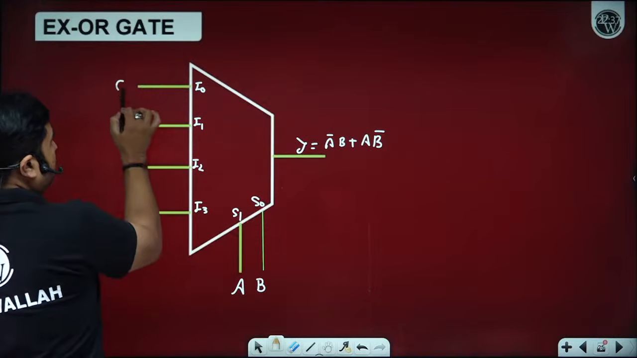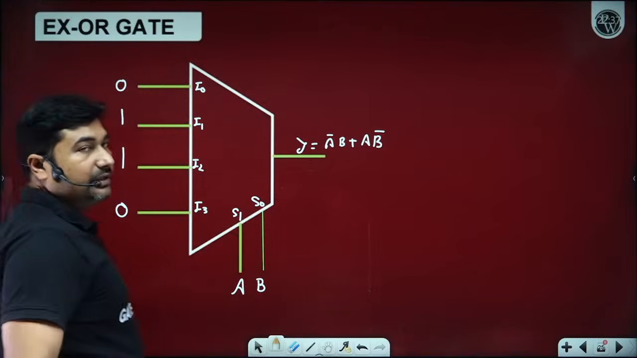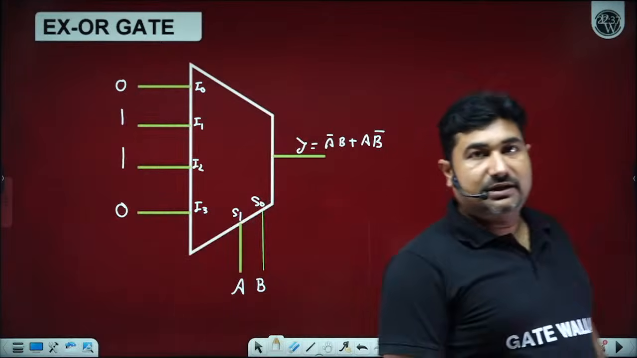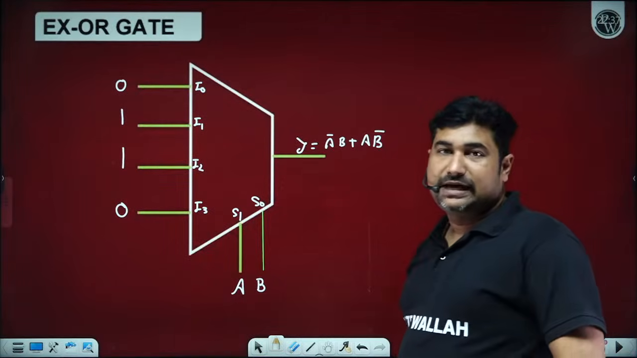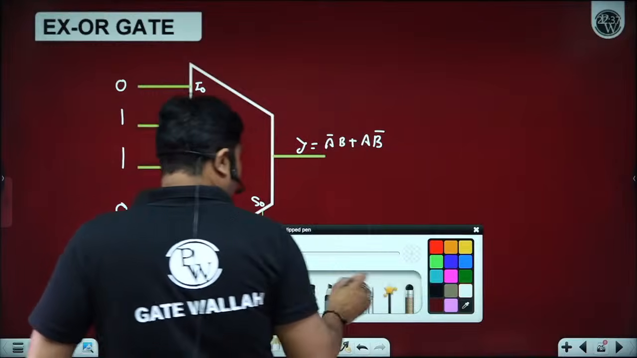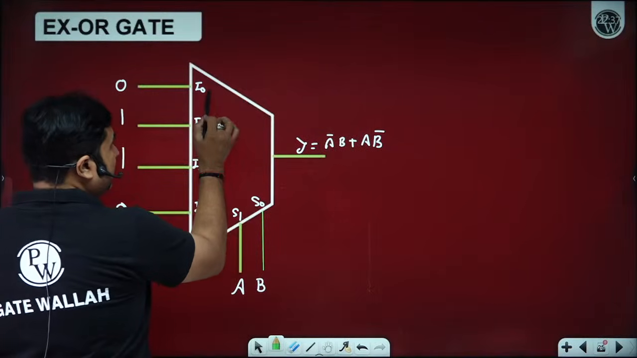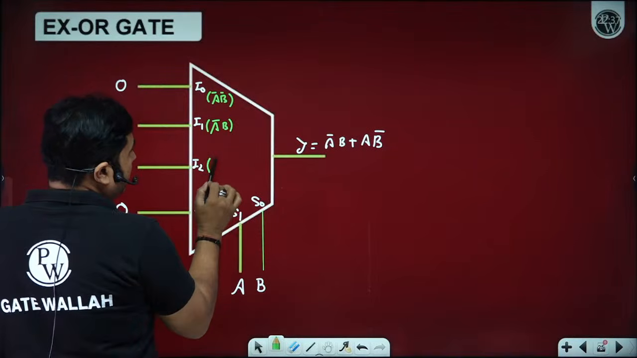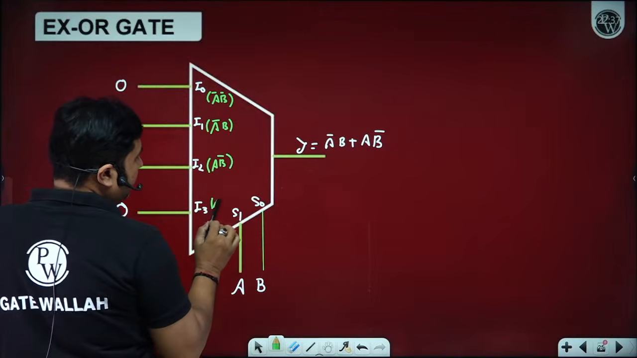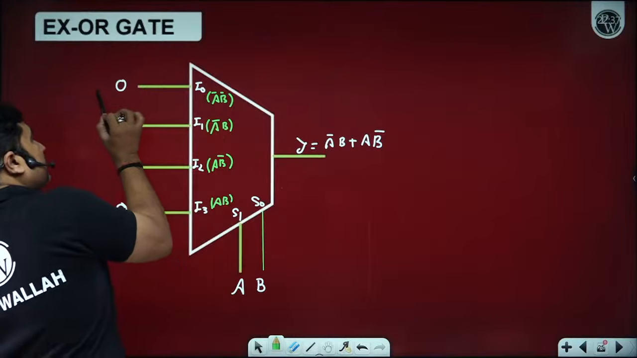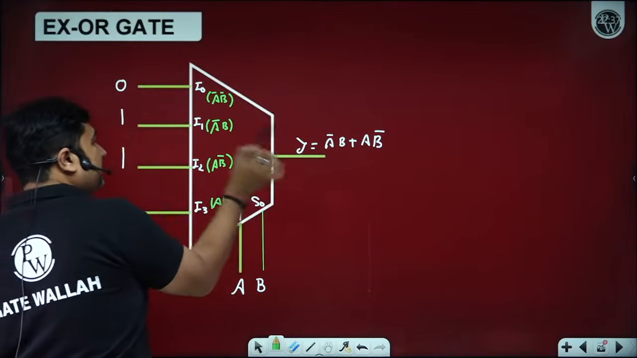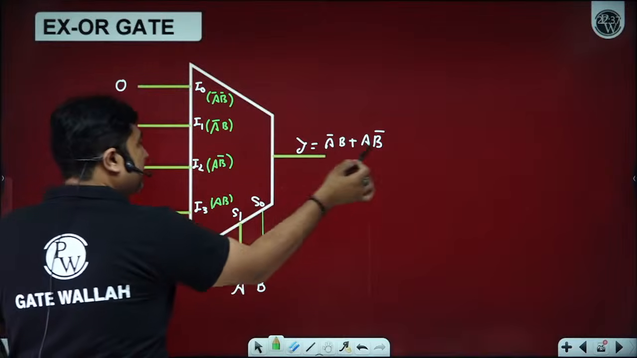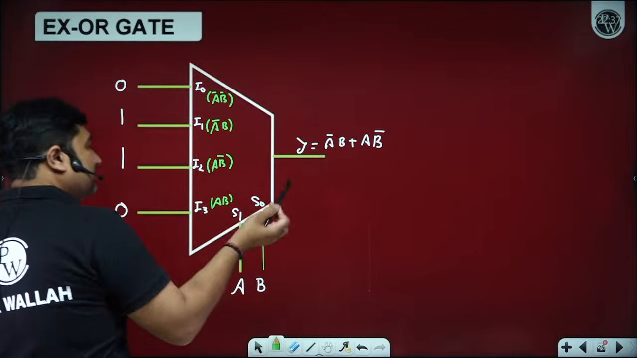For XOR gate, we all know the truth table. So just paste the truth table onto the I0, I1, I2 and I3 pins. We all know that because of the select line, we have A bar B bar, A bar B, A B bar and AB. So this will be multiplied with 0, this will be multiplied with A bar B, this will be multiplied with A B bar, and this will be multiplied with 0.